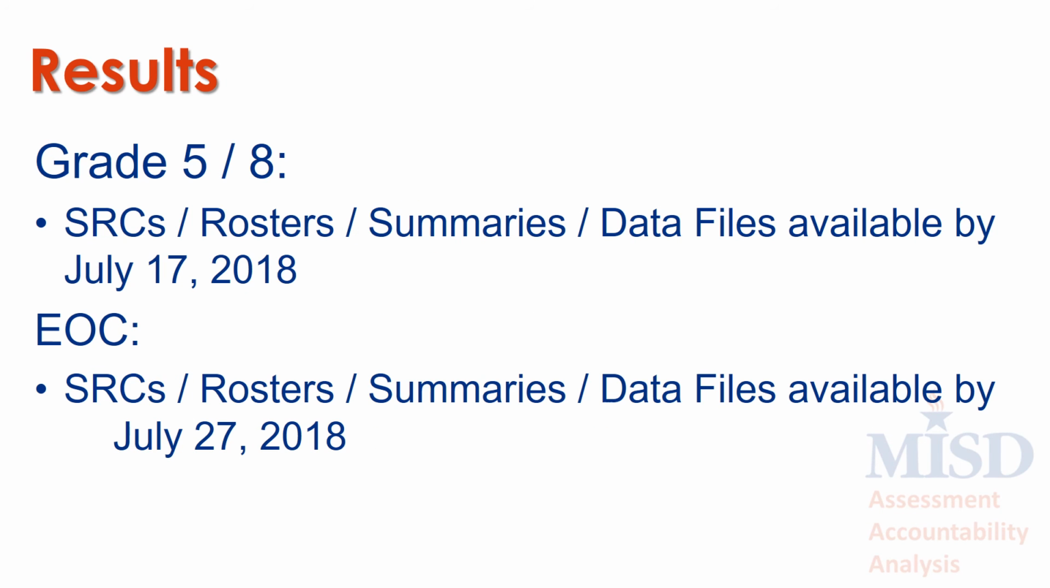Results for grades 5 and 8 are expected to arrive July 17th, which allows campuses minimal time to proceed with GPCs through the remainder of July. Results for EOC tests should post by the end of July, which should facilitate planning of interventions for students needing to retest in December.